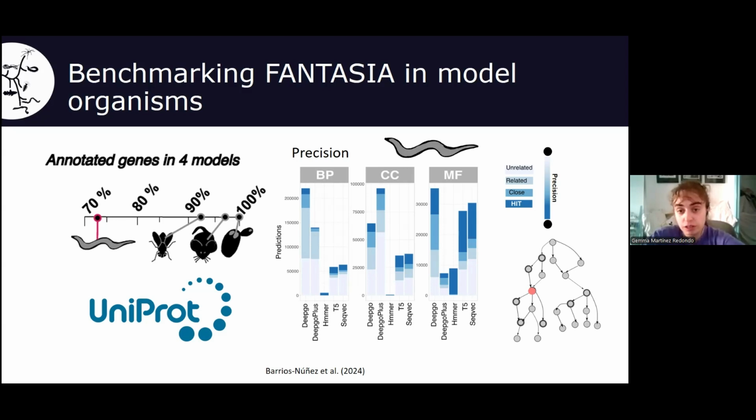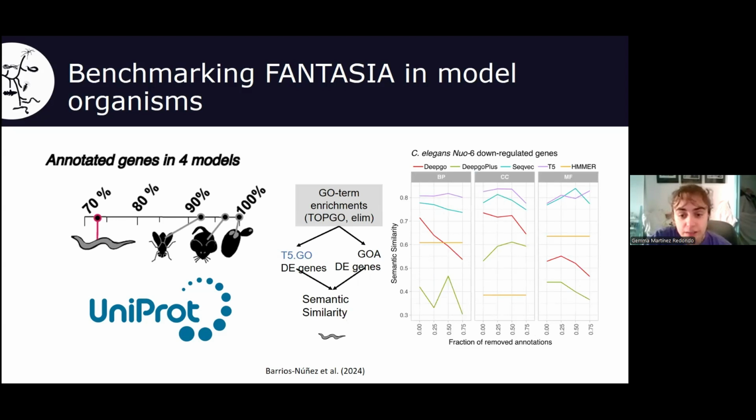However, the precision of the prediction is not that high, especially for DeepGO and DeepGO Plus, where there is a really high proportion of GO terms that are unrelated or only maybe related. But in the case of the language models, T5 and SeqVec, the proportion of GO terms that are the exact one is really high. In addition to that, we tested, in a real differential gene expression experiment, if the GO terms predicted by ProtT5 or the other methods are able to recover the real result that we were getting.